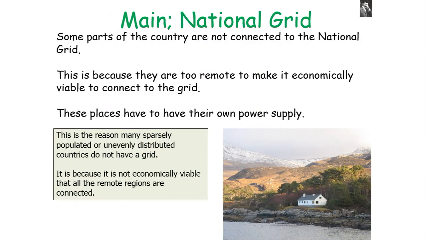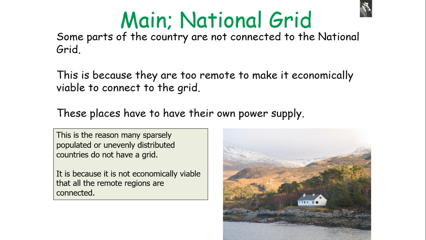Now, some parts of the country are not connected to the national grid. That's because they're too remote to make it economically viable to connect to the grid. So these places have to have their own power supply. This is the reason why many sparsely populated or unevenly distributed countries don't have a power grid.